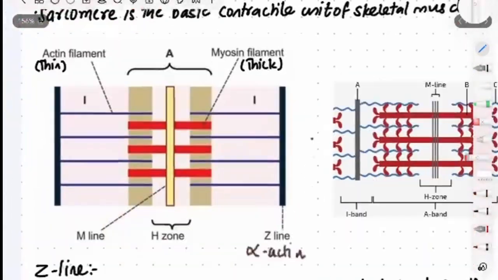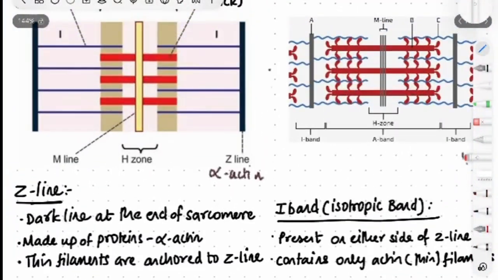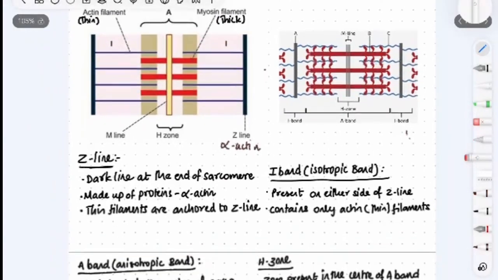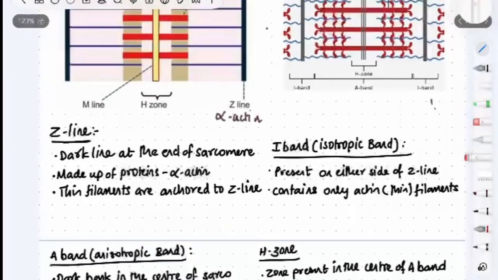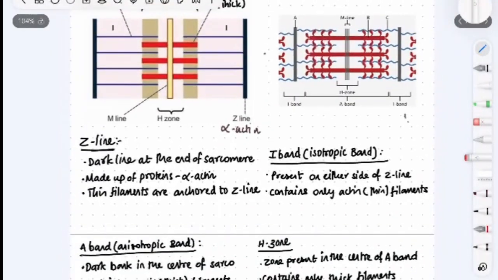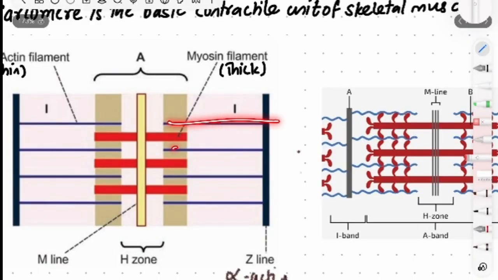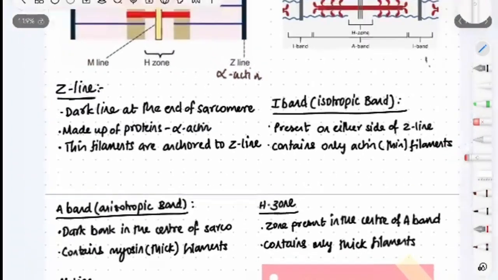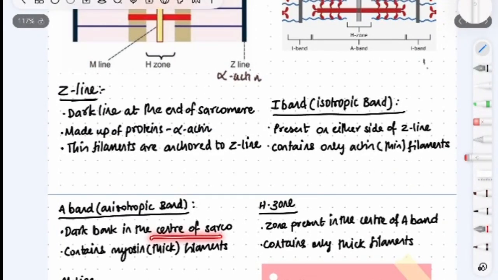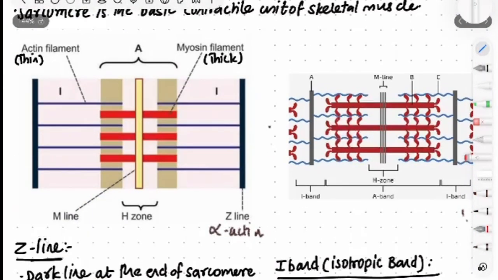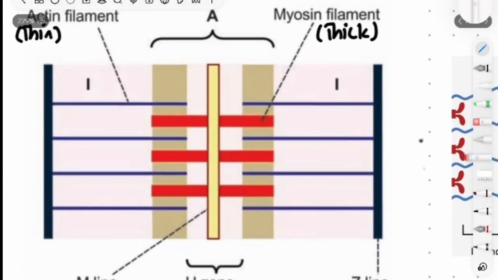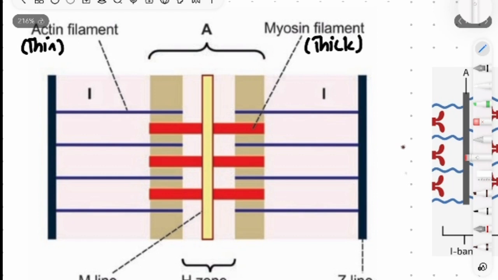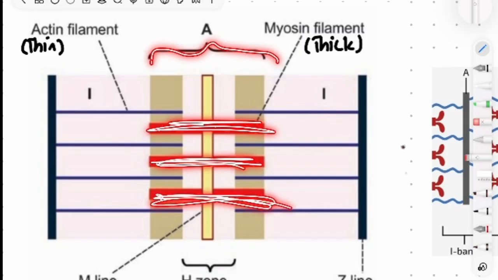Now we'll talk about the I bands. These I bands are present on either side of the Z line and contain only actin filaments, that is thin filaments. Next we'll talk about the A band, the anisotropic band. The A bands are present in the center of the sarcomere and they contain myosin filaments. I bands contain only the thin filaments, whereas A bands contain thick filaments, that is the myosin filaments. So this is the A band.